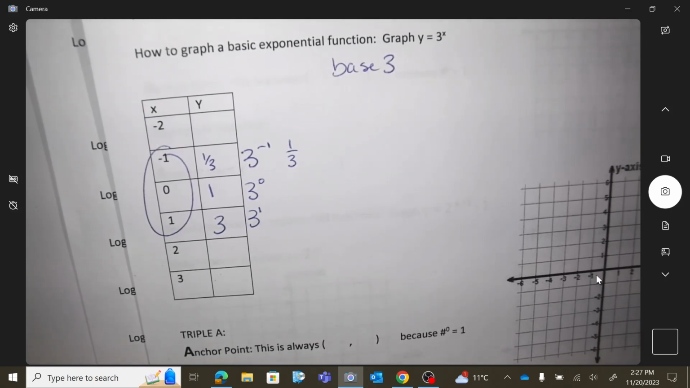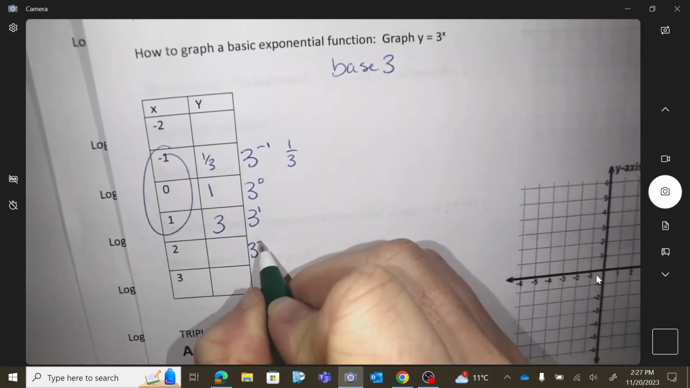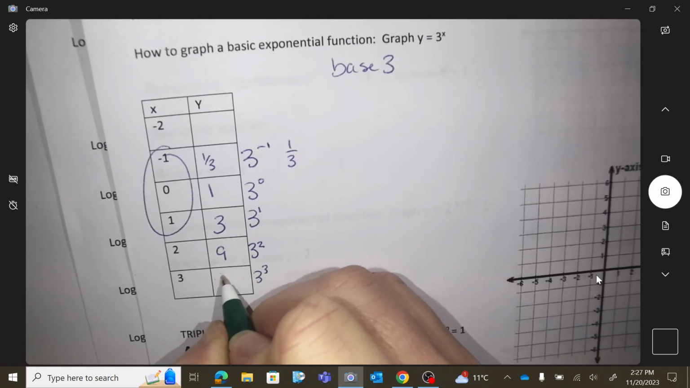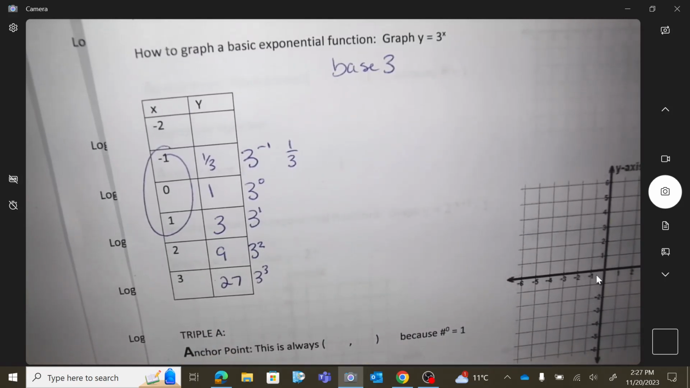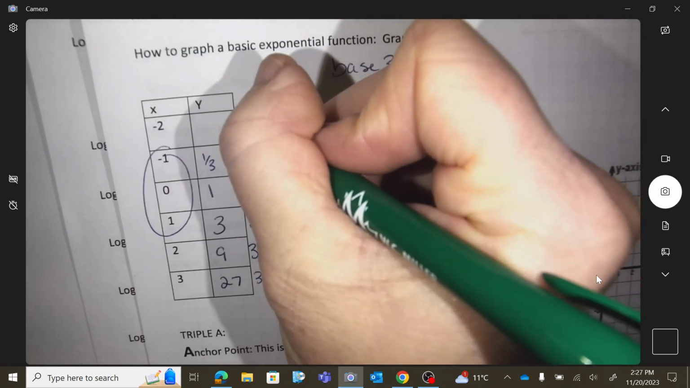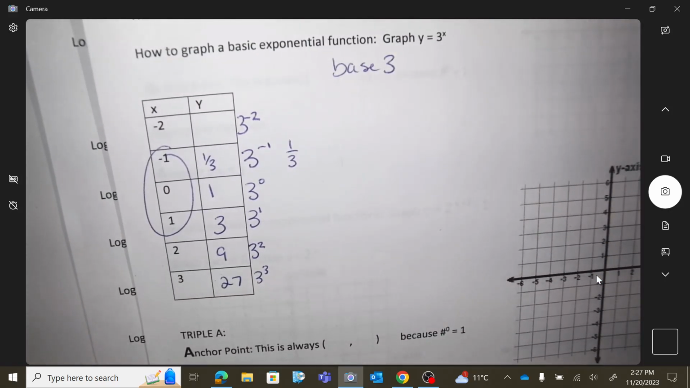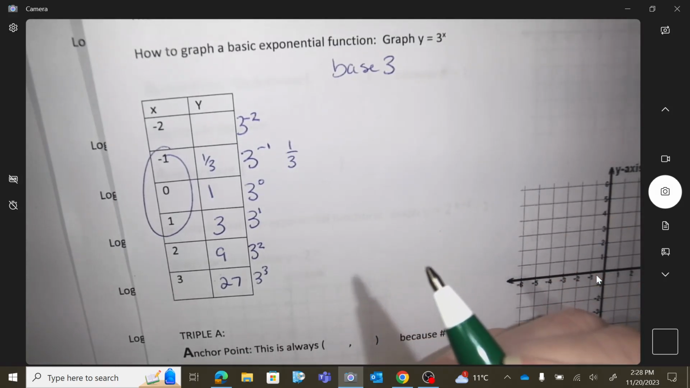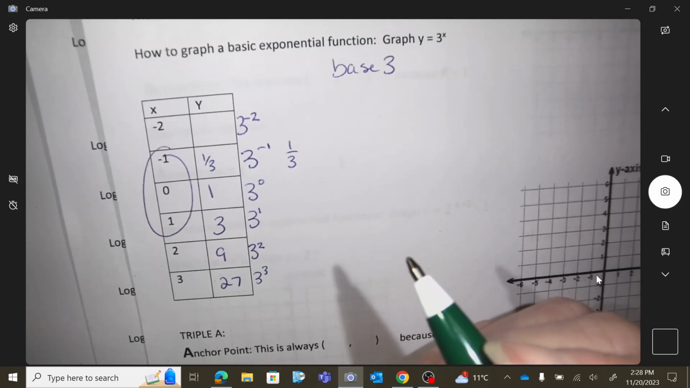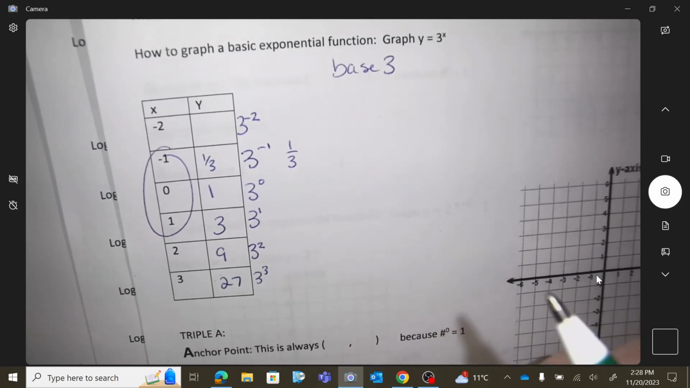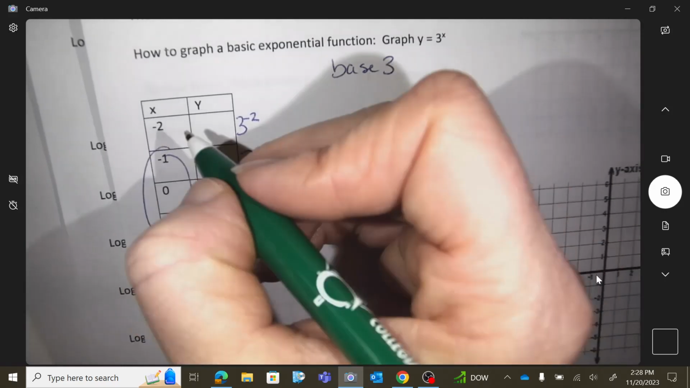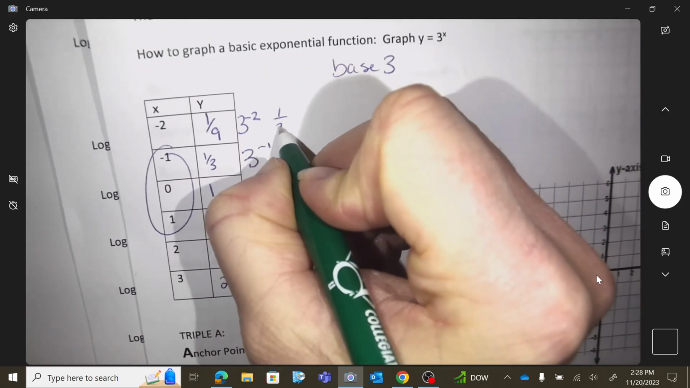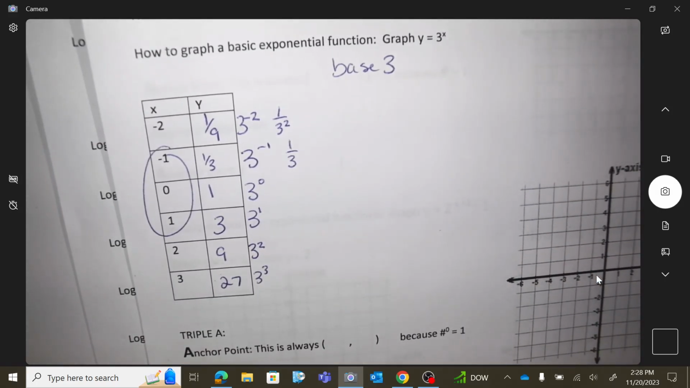And if you want, you can keep going, right? 3 squared would be 9. 3 cubed is 27. I'm probably not going to be graphing these. What would 3 to a negative 2 be as a result? No, no. 1 over 9. Because you flipped this location, right? See where it is coming from?